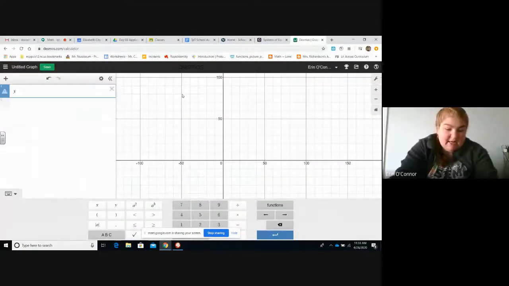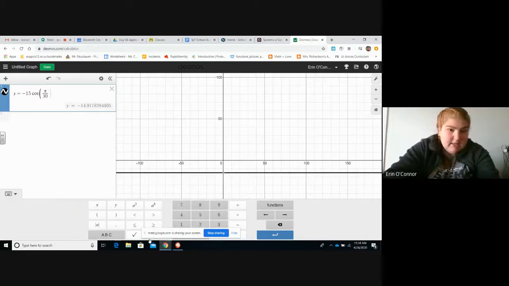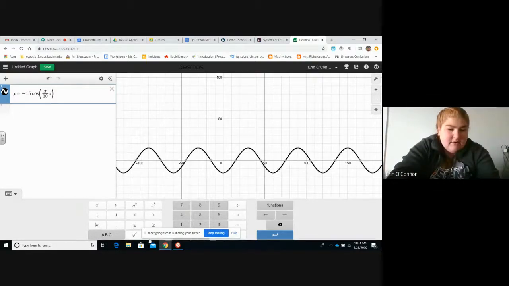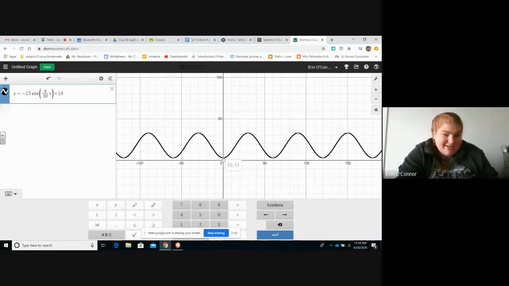So y equals negative 15 cosine parentheses pi divided by 30 x and parentheses plus 18. And here we get our cosine function. We have a y-intercept at a minimum at 0,3, a maximum at 30, 33, and it ends at 63. One full period ends there.